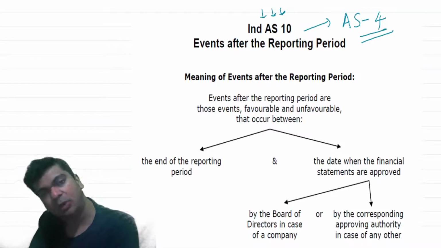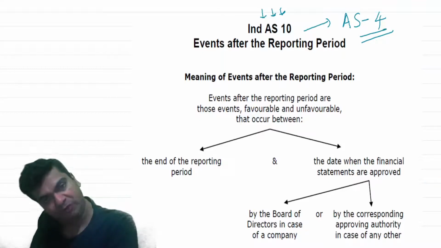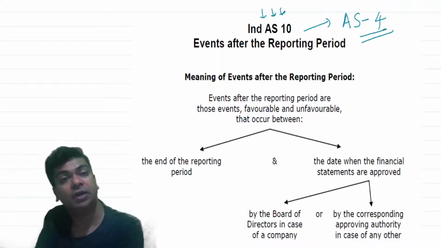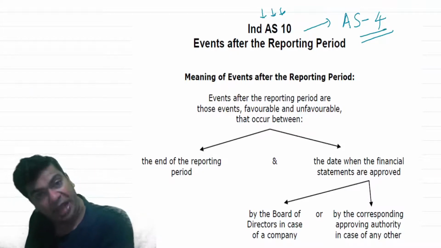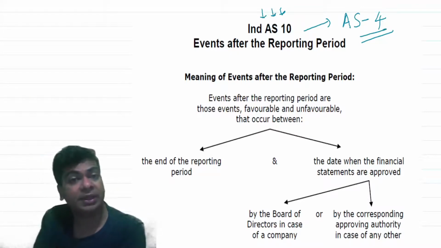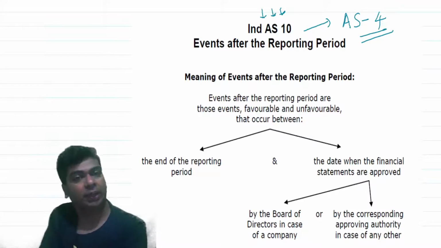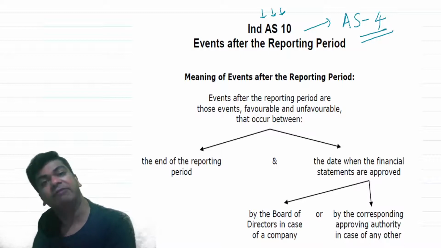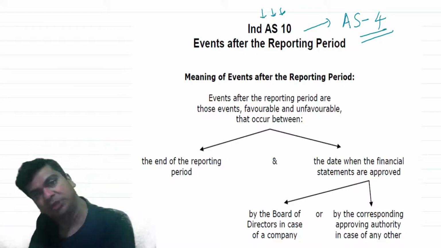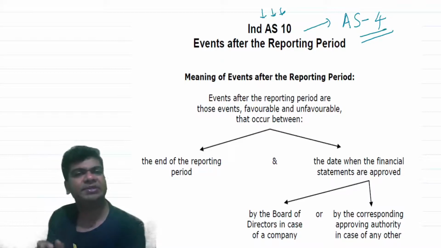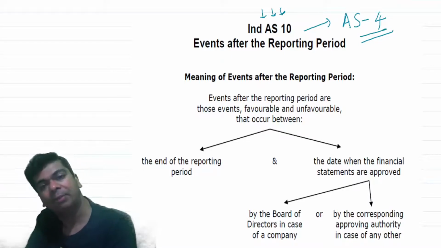With this background, let's try to first introduce ourselves to what exactly we mean by an event after the reporting period. Now, an event occurring after the reporting period can be a favorable event, can be an unfavorable event. Yes, favorable events can also be considered to be events after the reporting period. But then there has to be some date beyond which the Ind AS is no longer applicable.